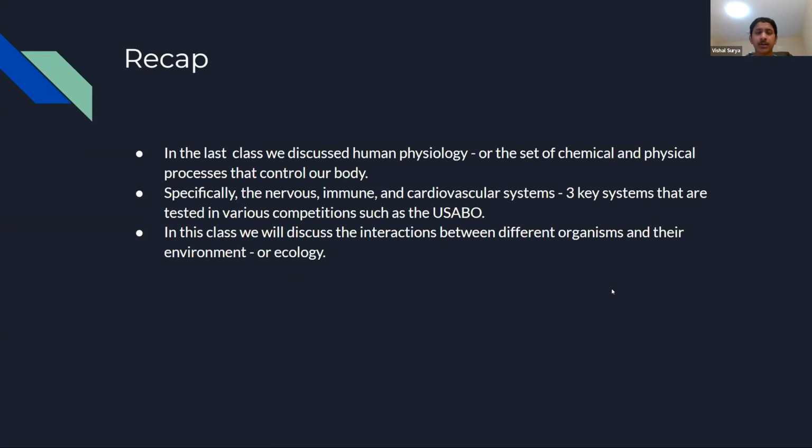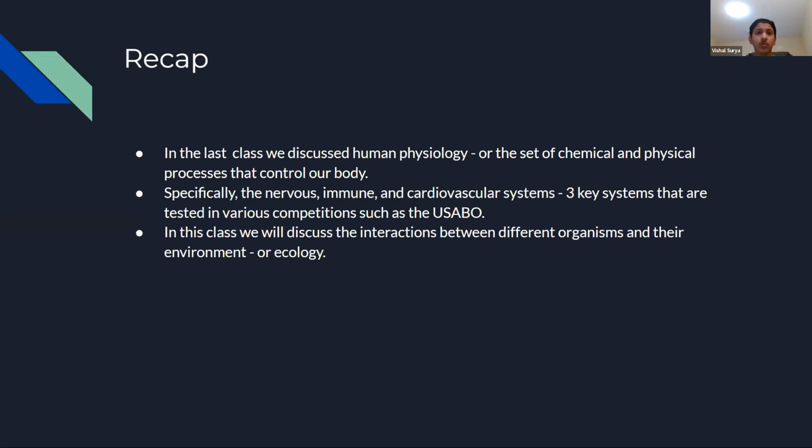So in the last class, we discussed human physiology, or the set of chemical and physical processes that control how our body works. In previous classes, we discussed the more microscopic areas of biology, such as cell biology and genetics. Yesterday, we specifically covered the nervous system, the immune system, and the cardiovascular system, which are three of the key systems that are tested in various biology competitions, such as the USABO, and some of these are also going to be tested in Science Olympiad in future seasons.